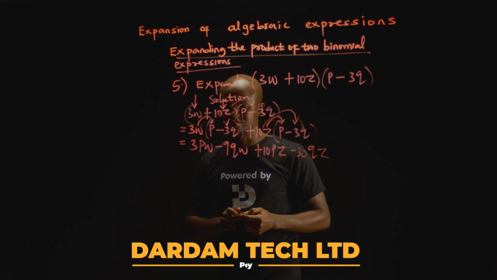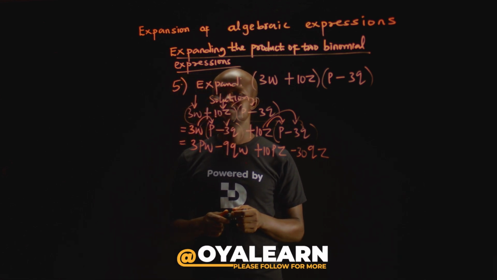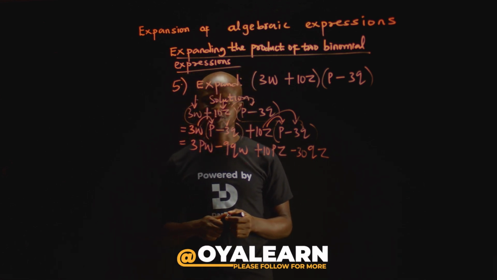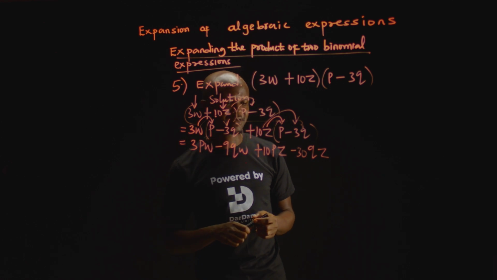Now we have 4 terms, and these 4 terms are unlike terms. Hence, the answer to this question is 3PW minus 9QW plus 10PZ minus 30QZ.